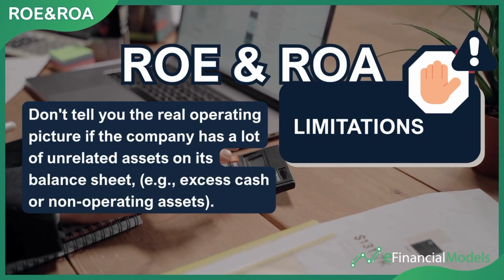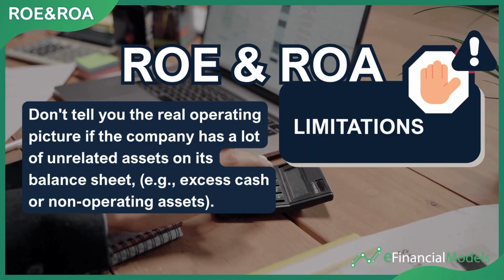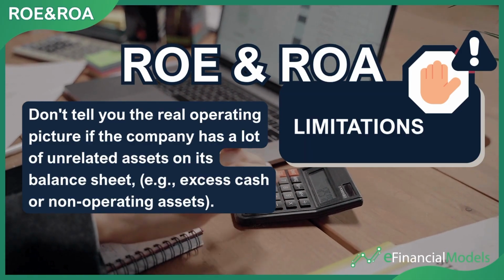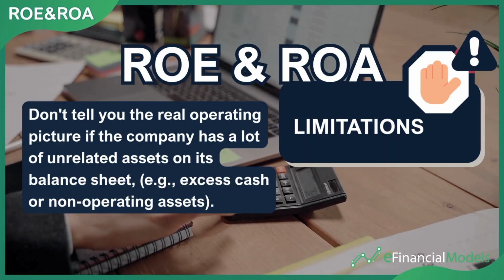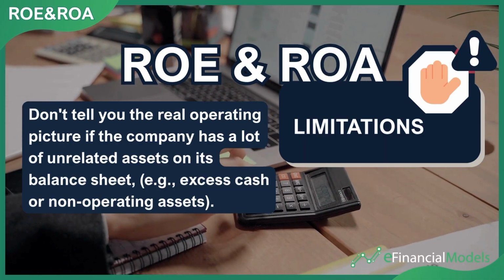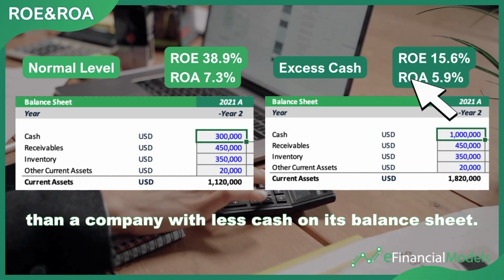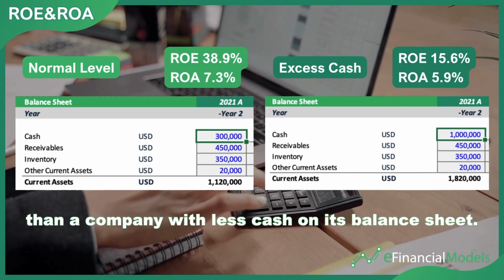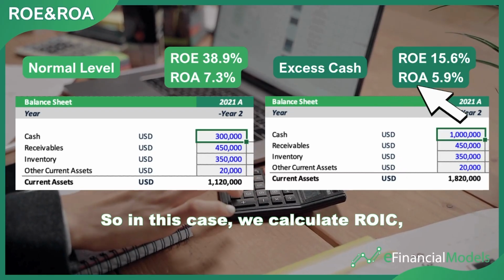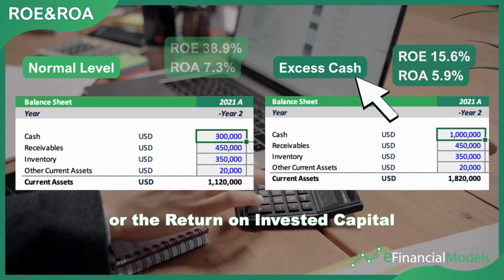The only limitation of both is that these ratios don't tell you the real operating picture if the company has a lot of unrelated assets on its balance sheet, such as excess cash or non-operating assets. As you can see here, excess cash can lower the ratios compared to a company with less cash on its balance sheet. So in this case, we calculate ROIC, or the return on invested capital.